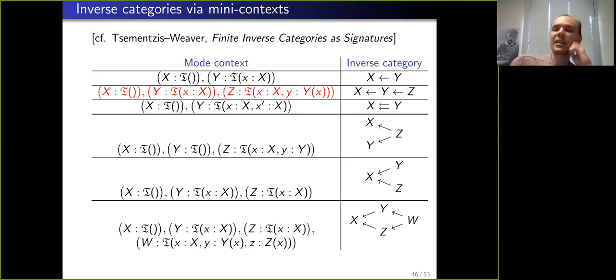But I can also write different kinds of inverse categories or dependency structures. If I have capital X depending on nothing and capital Y depending on 2 variables in capital X, then that's like having 2 parallel morphisms in my inverse category. Or if I have X and Y both depending on nothing, and then Z depending on X and Y, then that's like having 2 objects and Z mapping to both of them. Or if I have Y and Z both depending on X separately but not on each other, or W depending on X and Y separately, both of which depend on X, all sorts of inverse categories can be described in this way. And this is basically the same way that Semenzato and Weaver do it.